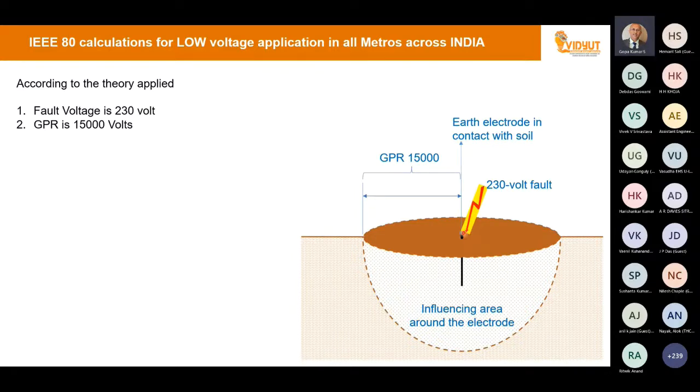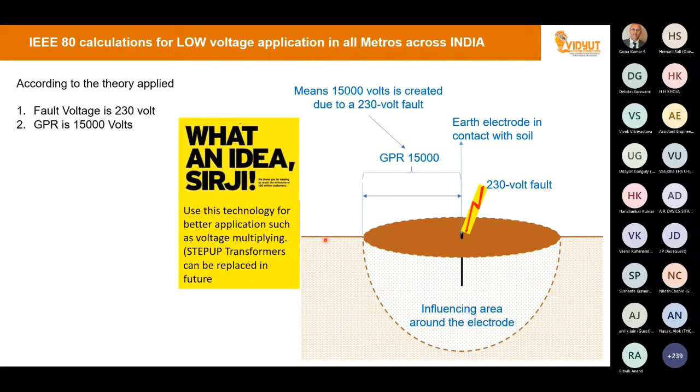That means from the earth electrode to the surface of this influencing area, you will get a potential difference of 15 kV. And 15 kV is created due to a 230 volt fault. This is fantastic. Very good idea. This idea can be used for stepping up the voltage. More than earthing, it has so many other applications.